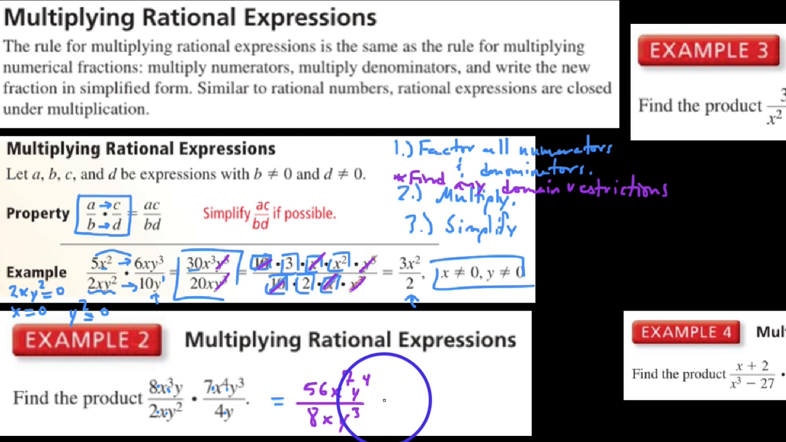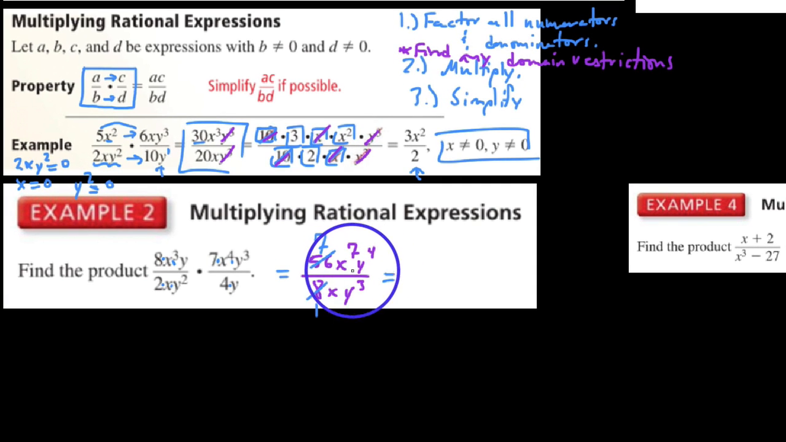So looking at something like this, we ask, what common factors do we see? I recognize that 8 and 56 share a common factor of 8. So our 8 is going to become a 1, and our 56 is going to become a 7. Likewise, looking at our x's and y's, one of our x's down here cancels out with one of our x's up here, leaving x to the 6th.